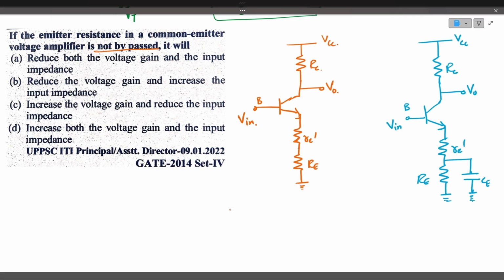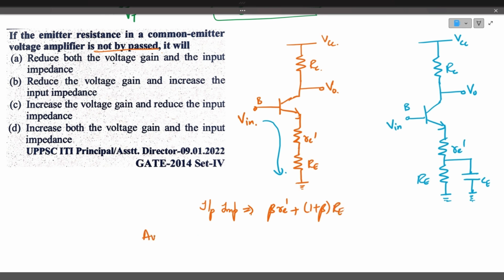So if you see here, the input impedance will be, if you apply the Kirchhoff voltage law, the input impedance you will get as beta times Re dash plus 1 plus beta into capital Re. This is the input impedance.